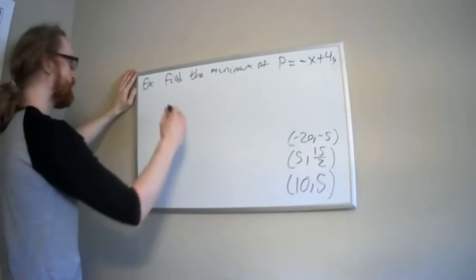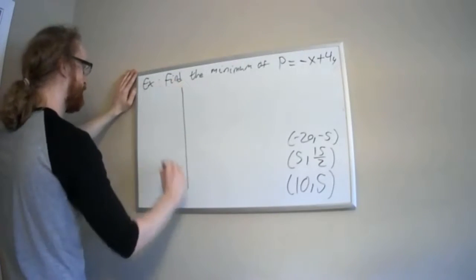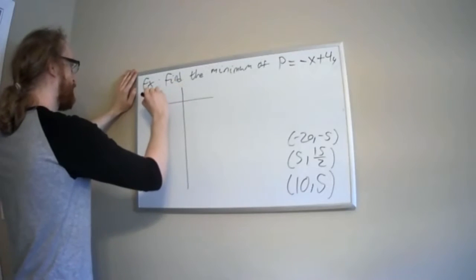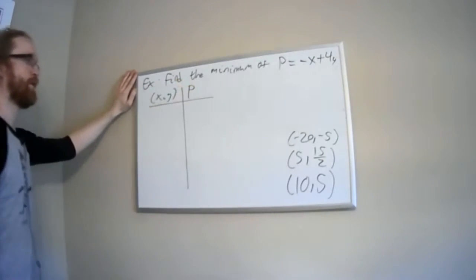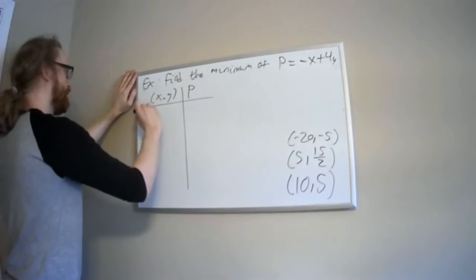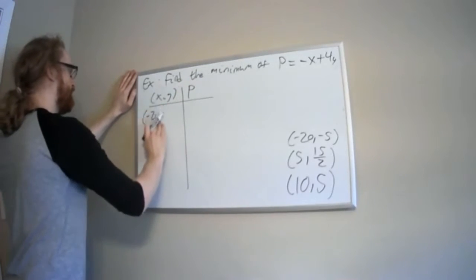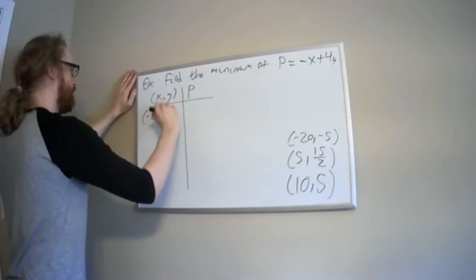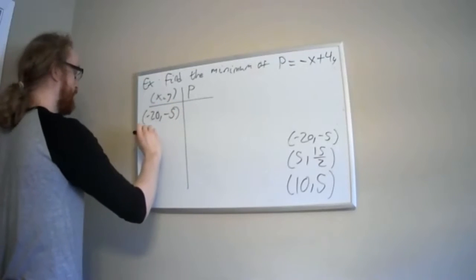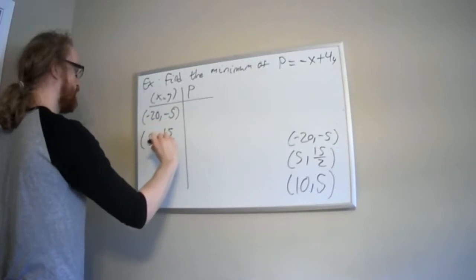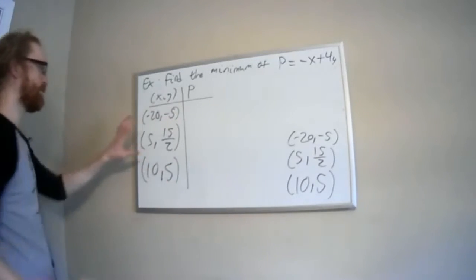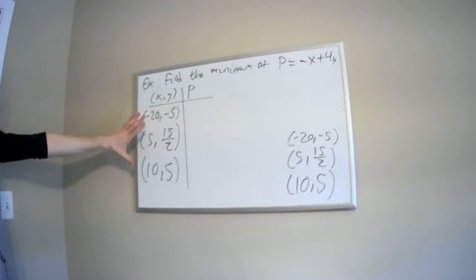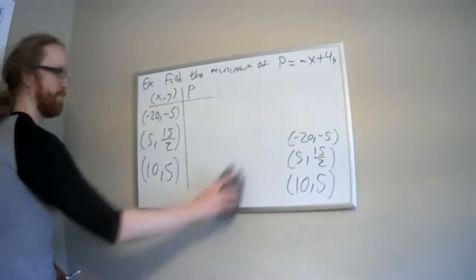So here's what I like to do. I like to make a little table where we say, here are the coordinates of the corner point, and here's P when I plug in those coordinates. So I have (-20, -5). I have (5, 15/2). And I have (10, 5). Those are my corner points. So on the left part of the table, I just collect my corner points. So I can erase these.